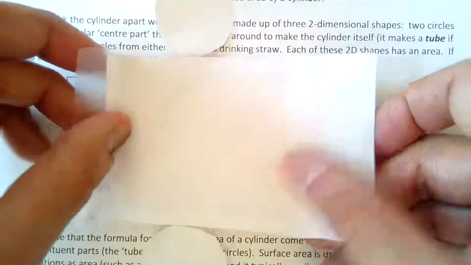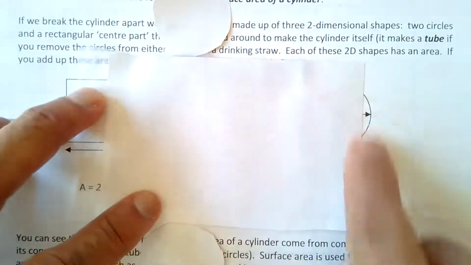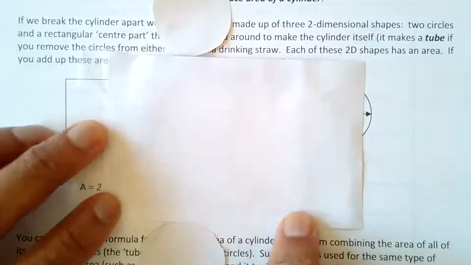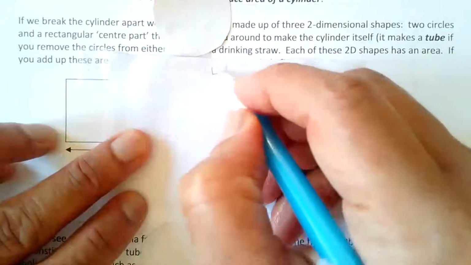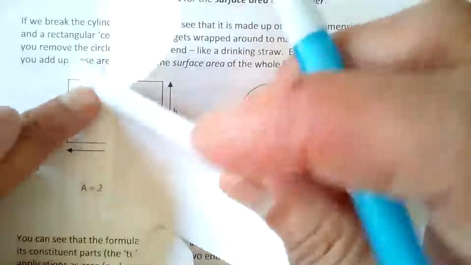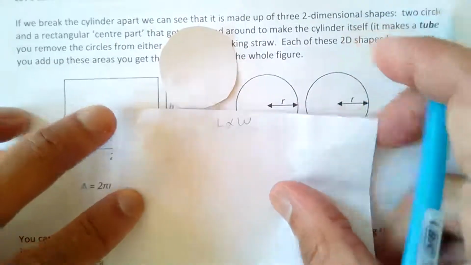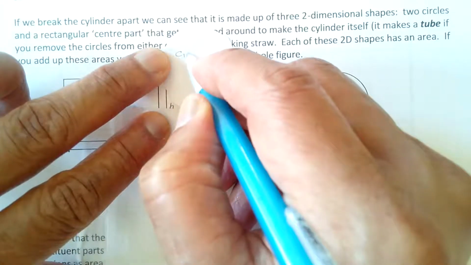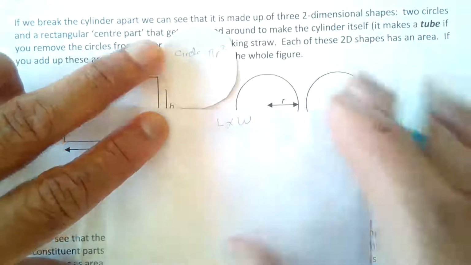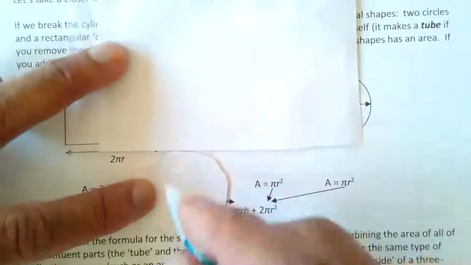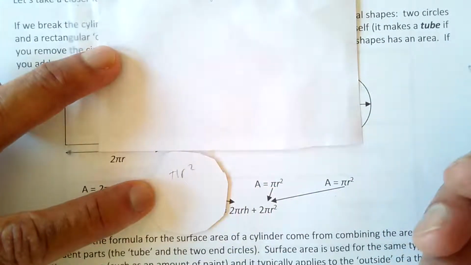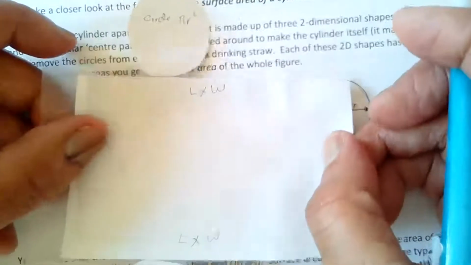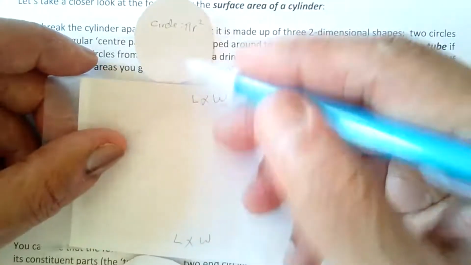I'll end up with a rectangle and two circles. We know how to find the area of a rectangle: length times width. And the area of a circle is pi r squared, and there are two of them. So here we have pi r squared, and we have length times width. So that's a cylinder. It's really two circles, the surface area, and a rectangle.